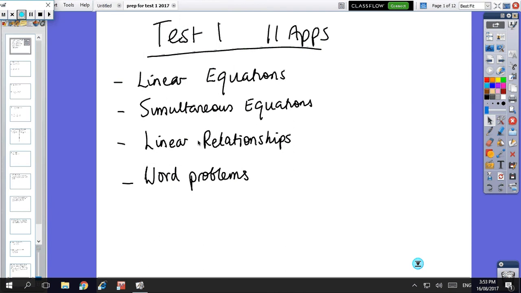Okay, so we're looking at a revision video for the first test for 11 apps in 2017, and I'm going to be looking at linear equations, simultaneous equations, linear relationships, and word problems covering all three topics. Okay, so let's move on.